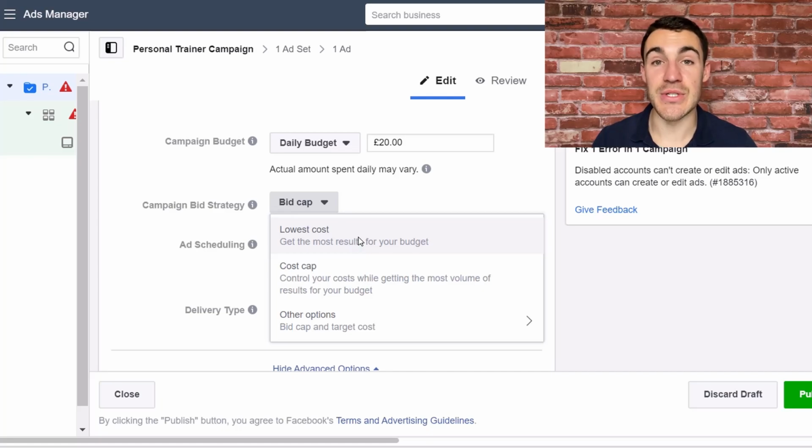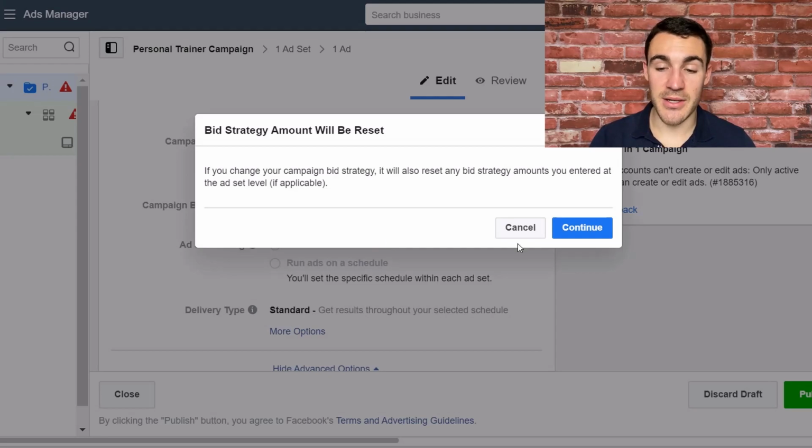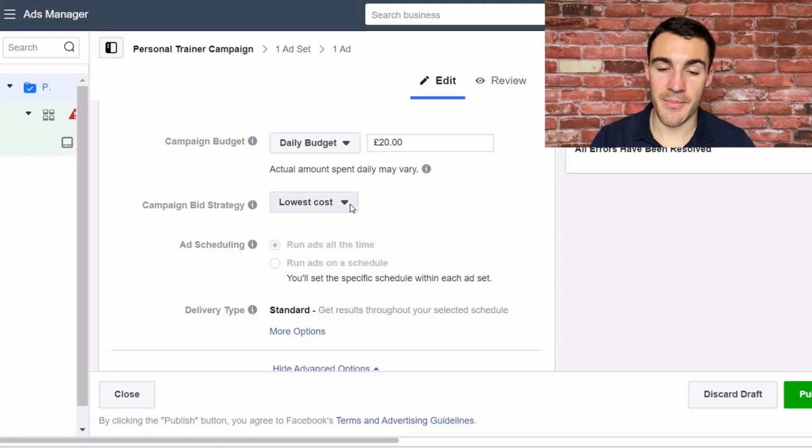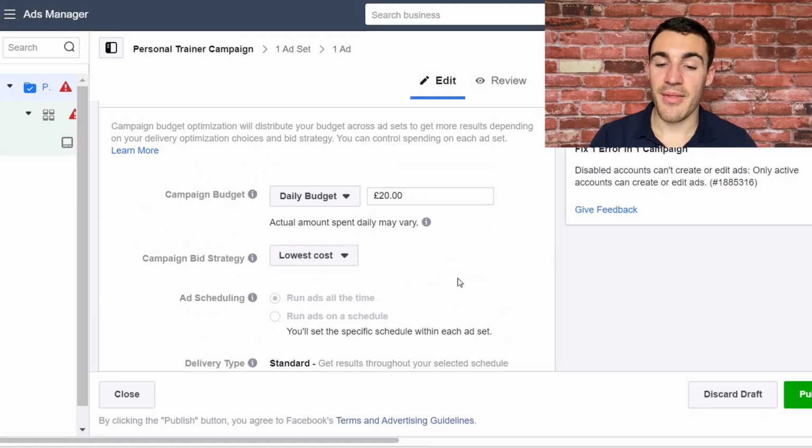Facebook can basically just use the value of your customers in their delivery system. And if you select lowest cost, as I've done there, then that's what Facebook's going to try and get you. They're going to try and get you conversions for the lowest cost possible, as many results as possible within your budget, which is absolutely what you want to go ahead and do. Okay, so that's what you need to know about campaign bid strategies.